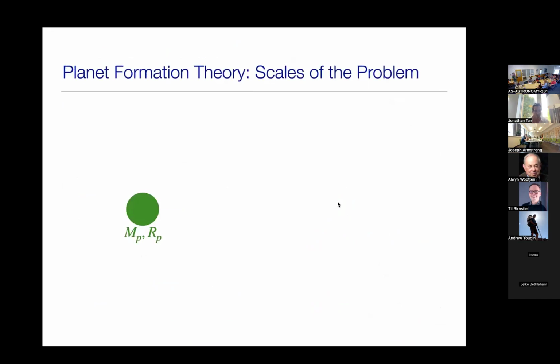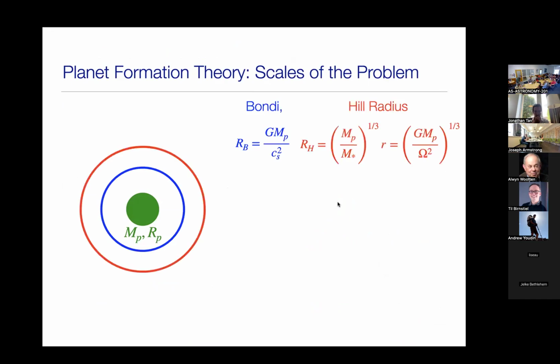Then, if we want to have a little bit more of a theoretical discussion, we could discuss what the basic scales of the problem are in planet formation. And here, there are various scales. There's a Bondi radius, which is the condition for trapping an atmosphere. There's a Hill radius, which is the radius for being gravitationally bound in response to the tidal shear from the star. This is also where satellites of a planet need to be: inside this Hill radius.